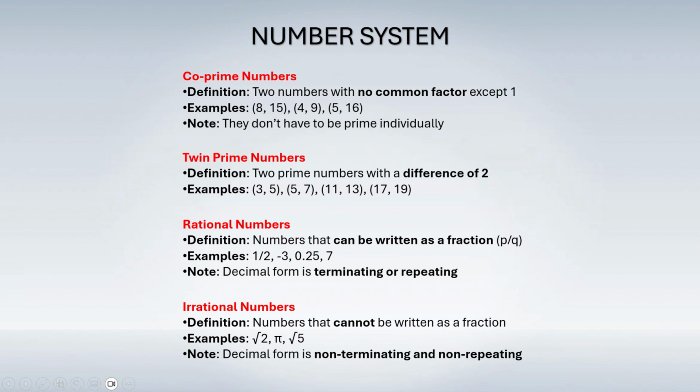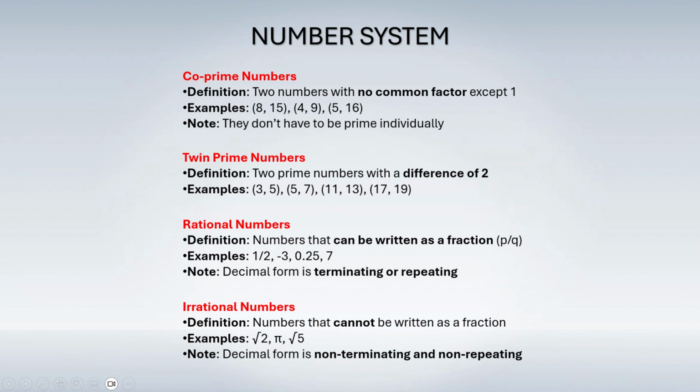Co-primes or relative primes. The two numbers whose HCF is equal to 1 are called co-prime numbers. Example 2 and 3 are co-primes, 8 and 9 are co-primes. Twin primes. The two prime numbers whose difference is 2 are called twin primes. 3 and 5 are twin primes because 5 minus 3 equals 2. 5 and 7 are two prime numbers and their difference is 2 and hence they are called twin primes.